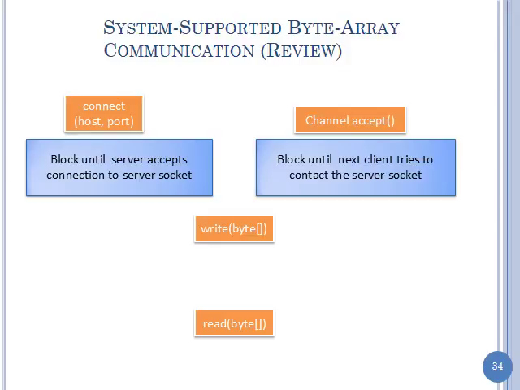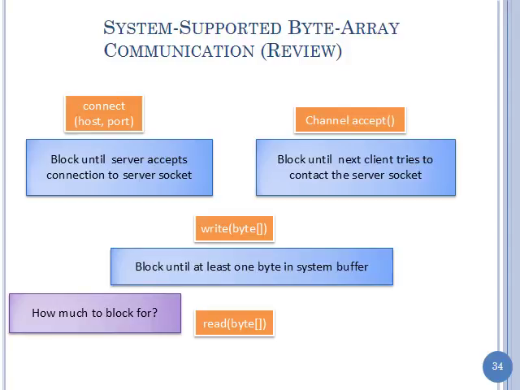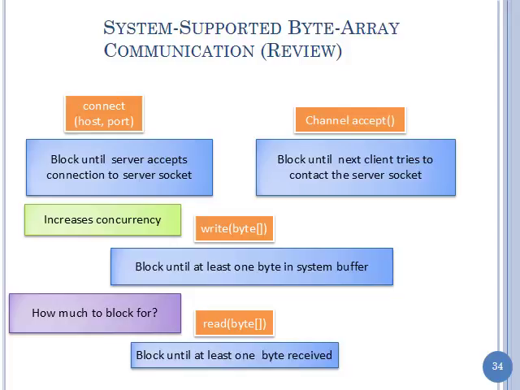Okay, so we were looking at blocking operations, and in particular what it means to do a blocking write or read. This was unintuitive to you. The question was how much to block for, and the write blocks until at least 1 byte is in the system buffer. This is a stream communication, so you want to keep making progress, and so it increases concurrency. If you wait for all the bytes, then you'll have to wait a longer time. Read is also in the same spirit: you block until you get at least 1 byte.